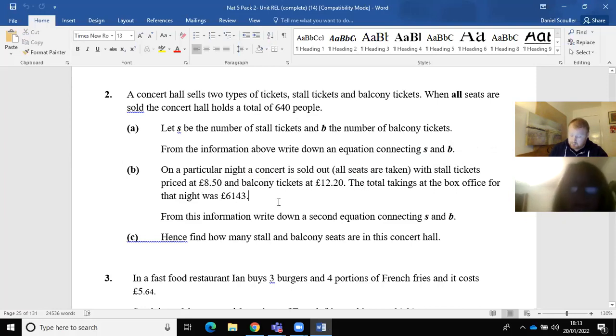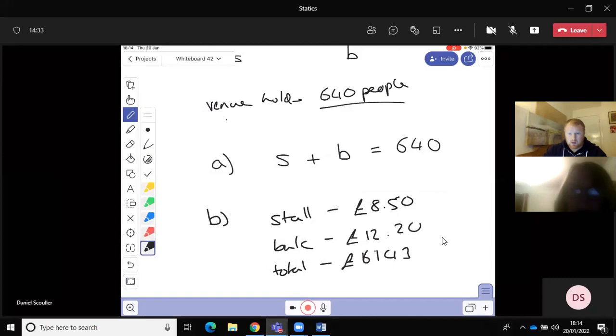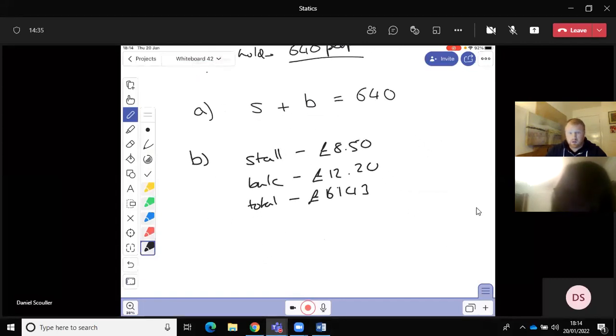I'll just write that down so I don't forget it. Stall, balcony. Okay, so let's see how we write that out. Write down this information in the equation. So we're wanting an equation again. It's wanting to have the letters S and B in it. It's wanting to have all that data we've just read.